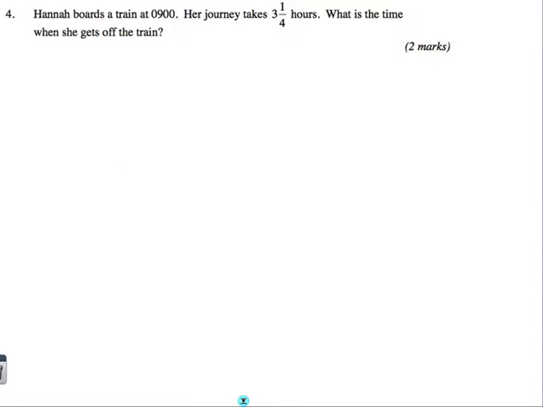Now, question 4. Hannah boards a train at 0900 hours, 9 o'clock in the morning. Her journey takes 3¼ hours. What is the time she gets off the train? Now, a quarter hour: if we think of a whole circle as 1 hour, a quarter of it would be that there. And we know a quarter of an hour is in fact 15 minutes. So she spends 3 hours and 15 minutes on a train.